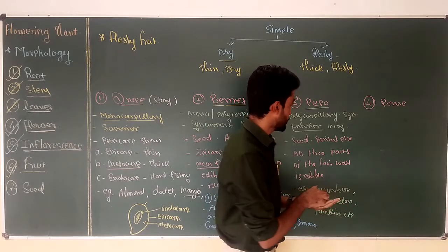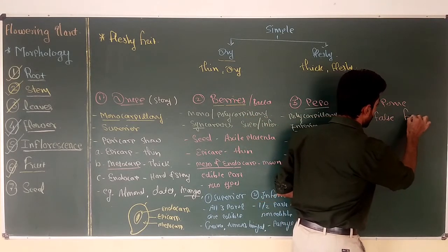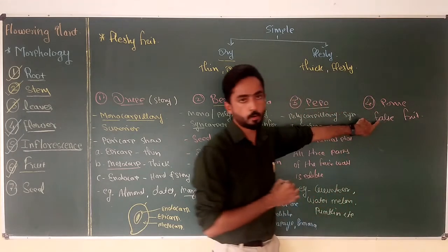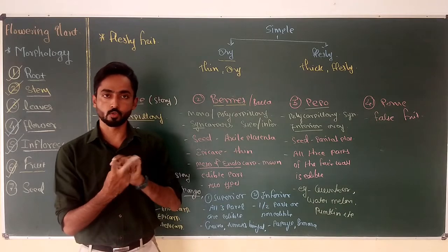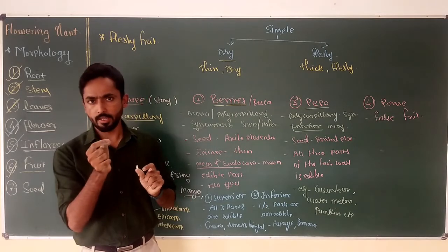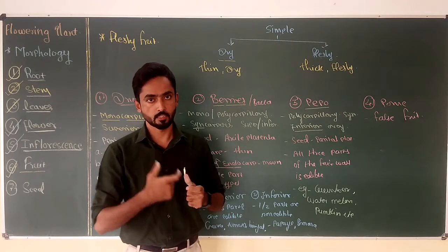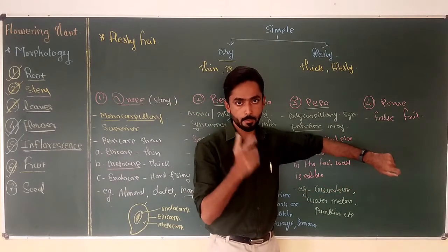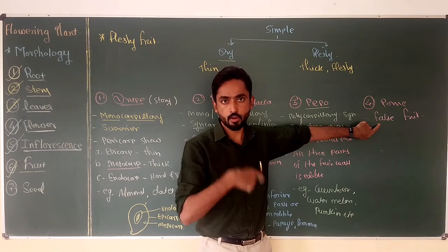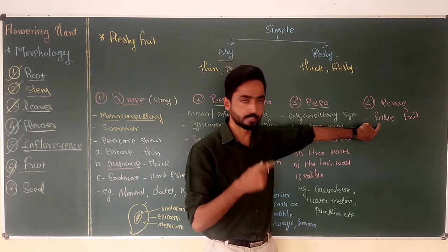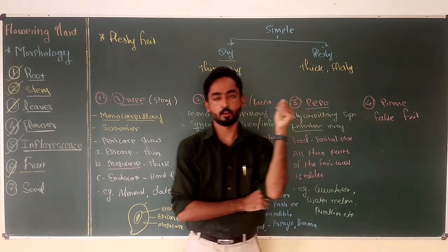Pome is also called as false fruit. Why we call it as a false fruit? I have already discussed about the two type of the fruit, that is true fruit and false fruit. Only if ovary take part in the fruit formation process, such fruit is called as true fruit. And if along with the ovary, any other floral parts involved in the fruit formation process, then in that case fruit become false fruit. Okay, so pome is an example of false fruit.